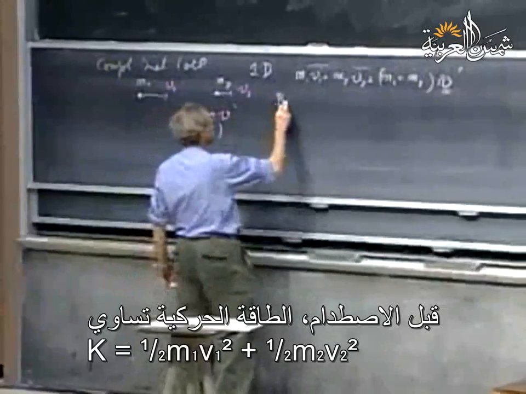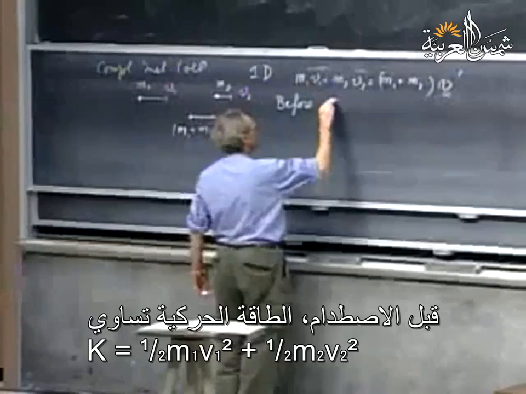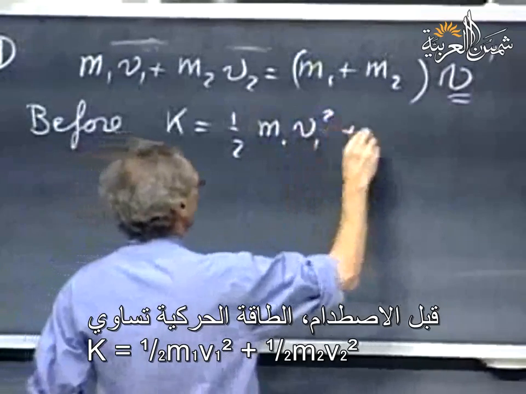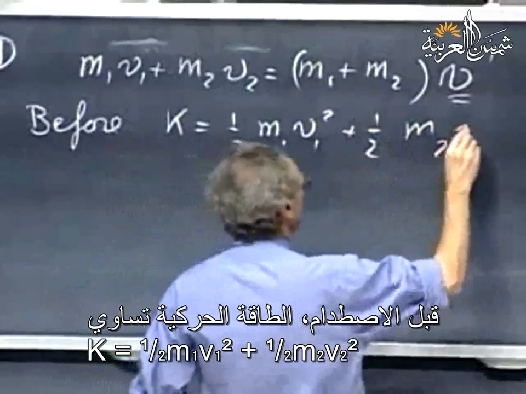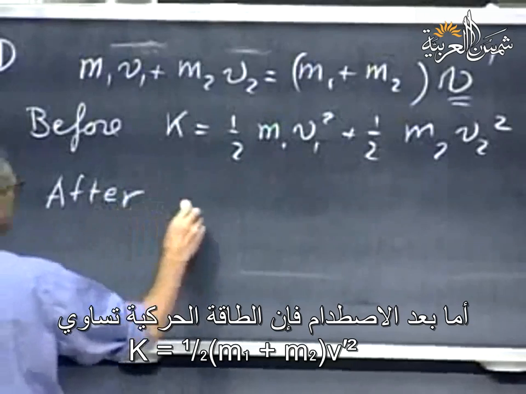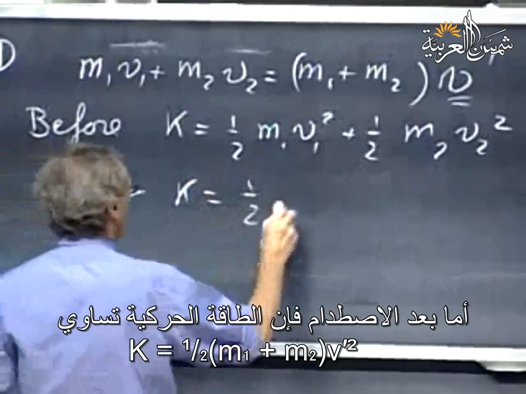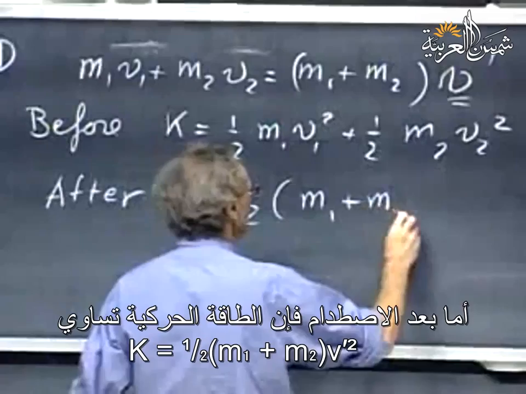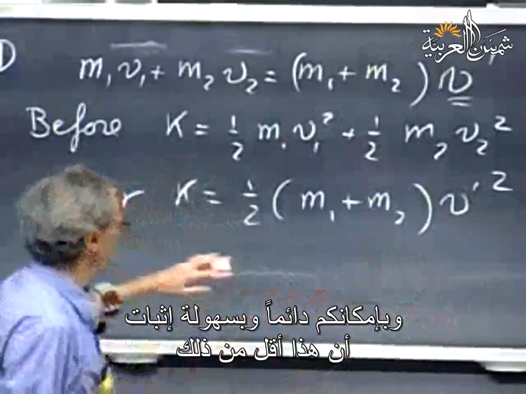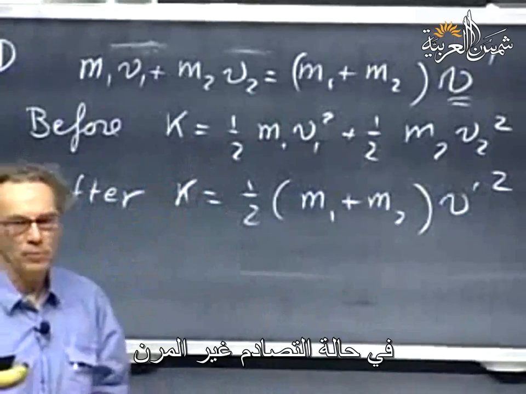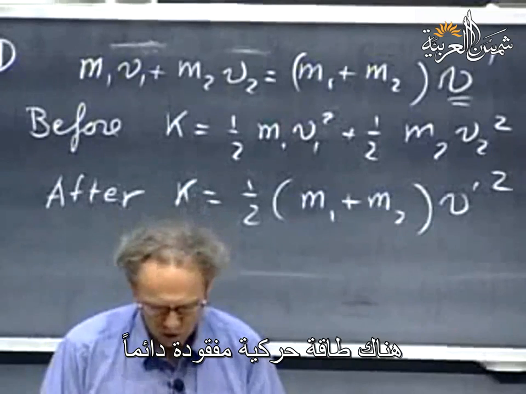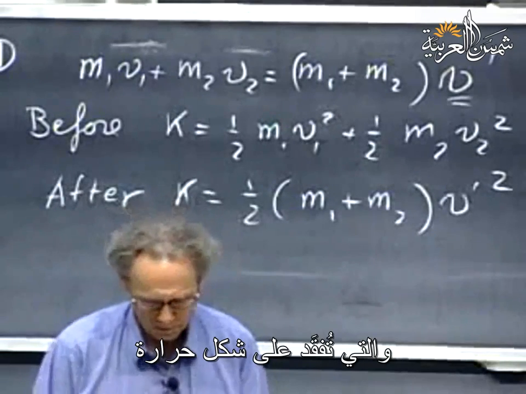Kinetic energy is not conserved. Before the collision, your kinetic energy equals 1/2 m1 v1 squared plus 1/2 m2 v2 squared. After the collision, kinetic energy equals 1/2 m1 plus m2 times v prime squared, and you can easily prove that this is always less than that in case of a completely inelastic collision. There's always kinetic energy destroyed, which then comes out in the form of heat.